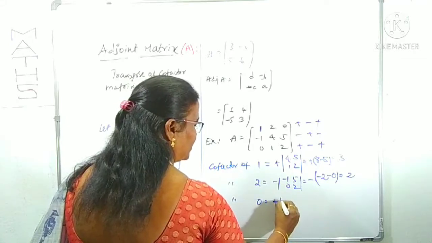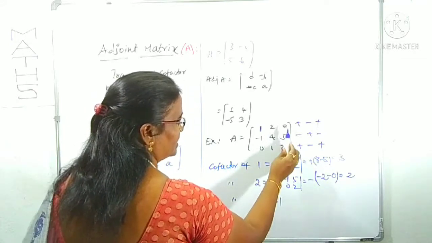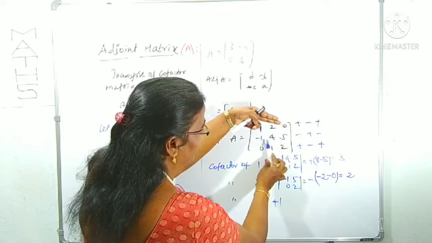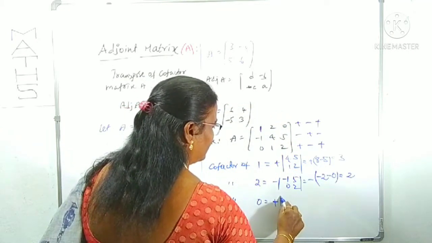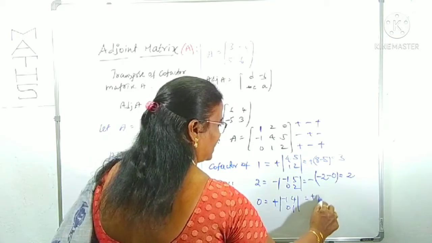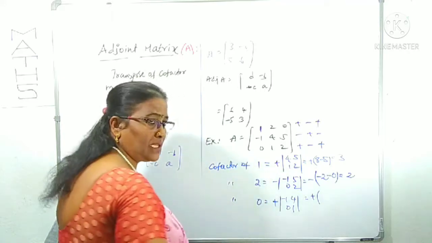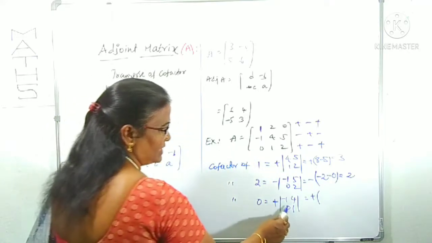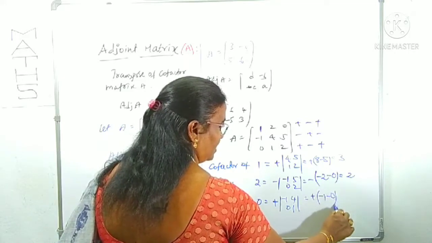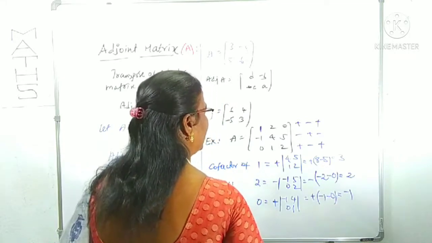That means again a plus sign is given. Where is 0? 0 is in the first row and the third column. After closing these, what are left over? Minus 1, 4, 0, 1. I am writing the plus sign for the sequence, though it is fine even if not written. Minus 1 into 1 is minus 1, 4 into 0 is 0, with minus 0. So minus 1. Next 3 elements are over.